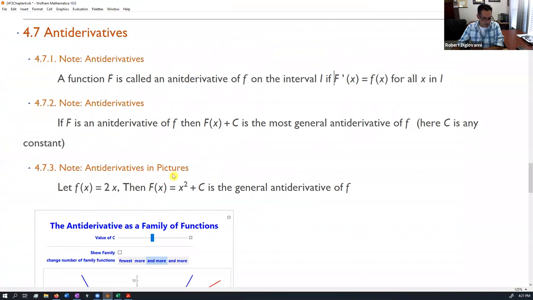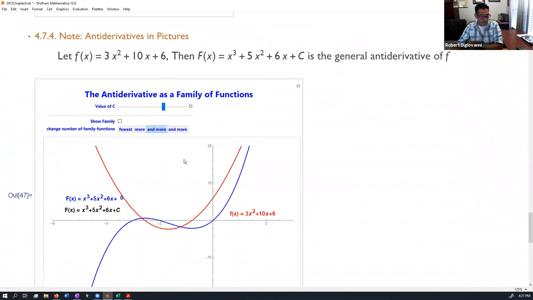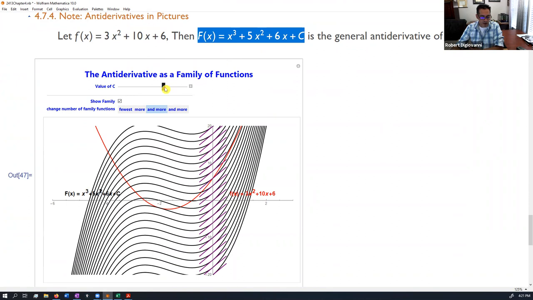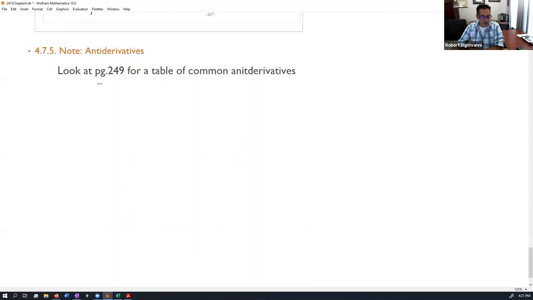So I'm not going to go through these, but here is all I'm doing in these notes: showing you that if we have a little f, we can find the antiderivative, and that it creates a family of functions. They all have the property that the slope of the tangent lines are equal. That's the property they all have together. Now, we need to look at page 249 from our book.